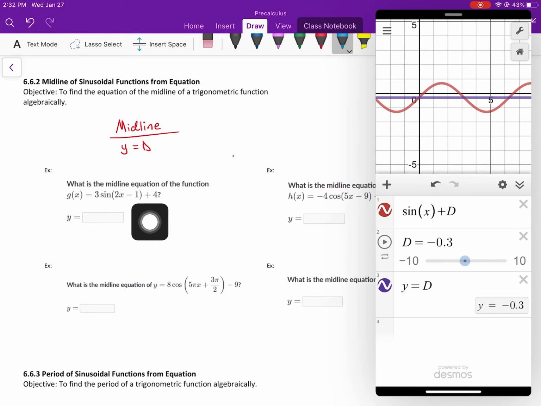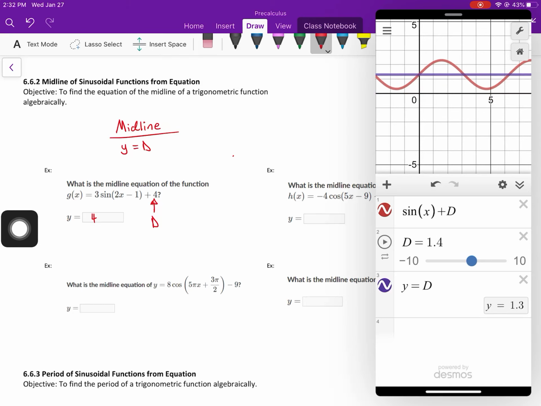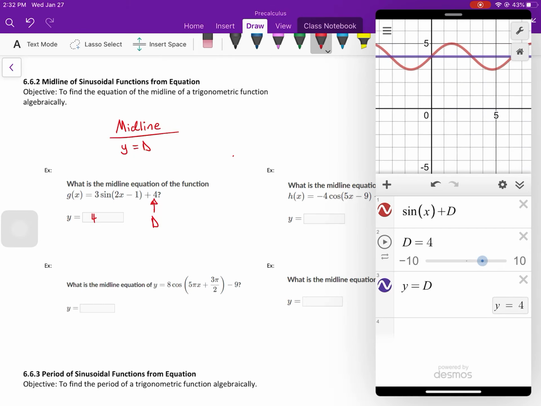So in this case, here's d. It's 4, so our midline would be 4. We know this graph is going to have an amplitude of 3, and remember, the amplitude is how high up we go from the midline. If I was going to graph this, I know my midline is 4, so I shift the sine graph up 4.